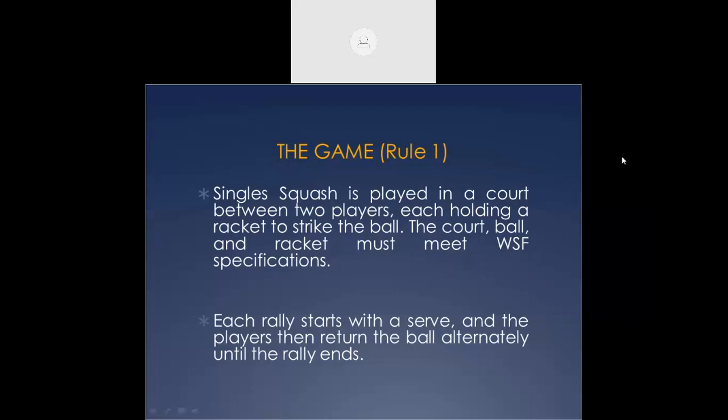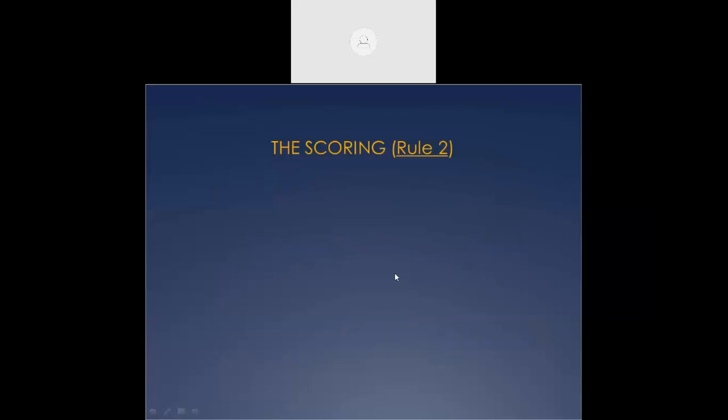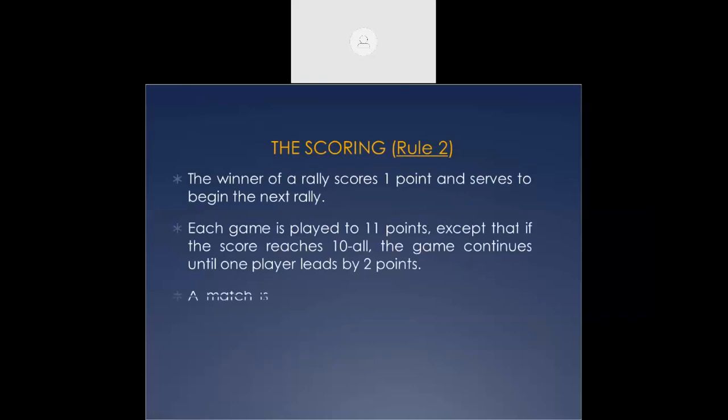Single squash is played in a court between two players, each holding a racket to strike the ball, and the court ball. All this you must know as the basics. That's rule 1. Rule 2 is scoring, where it's the 11-point rally system. There are alternate scoring systems, but they are seldom used these days. It's mostly the 11-point rally system, right from the club level, that is the beginner level, to the elite level.